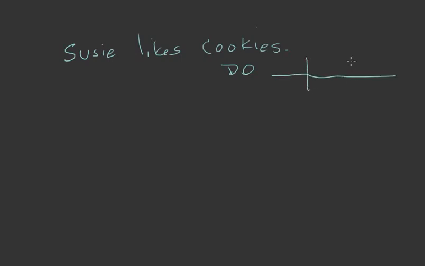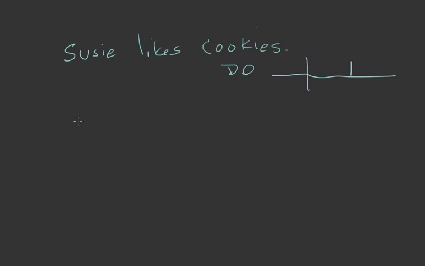Okay, I want to show you just two more, just so you're not getting these all confused. If I said Susie likes cookies, well, cookies is not another name for Susie. It does not describe Susie. This is just a direct object. So it's just going to look like this.